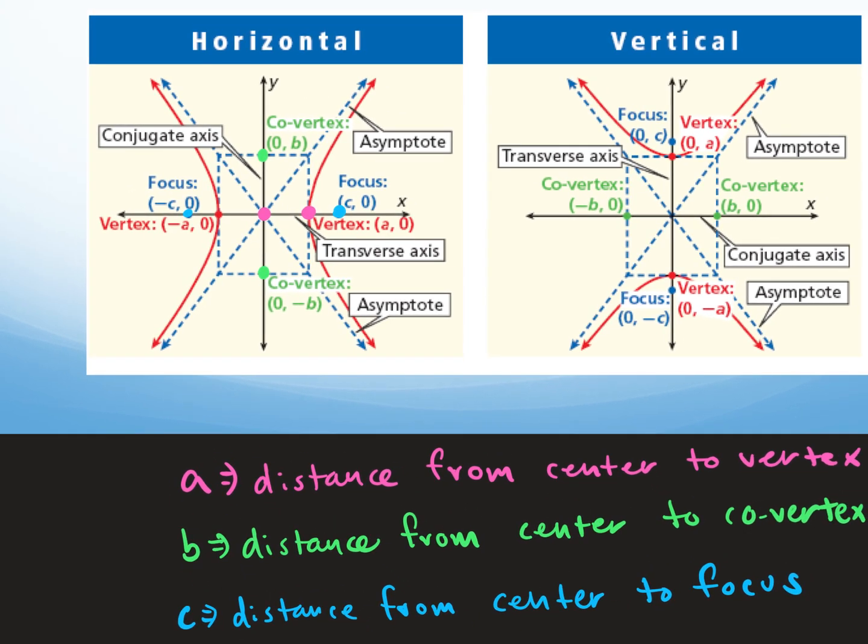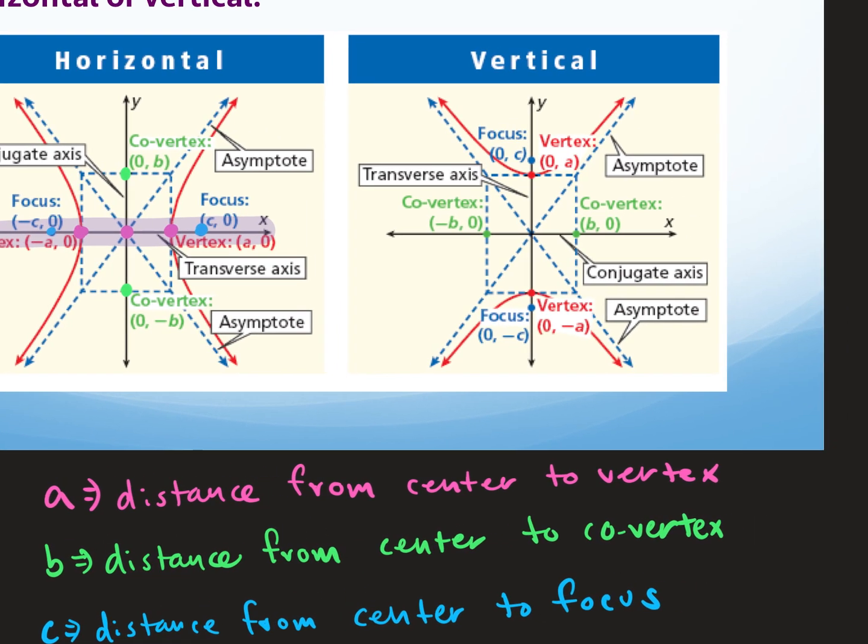So notice in our first graph that our center, our vertices, and our foci all fall on the horizontal transverse axis. In the second one, our foci, the vertices, and the center all fall on the vertical transverse axis.